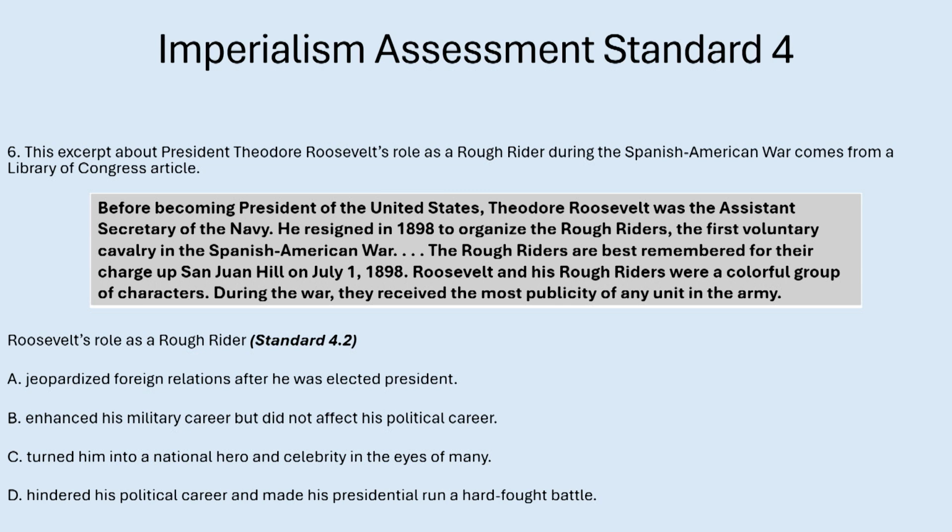Roosevelt's role as a Rough Rider: A, jeopardized foreign relations after he was elected president; enhanced his military career but did not affect his political career; turned him into a national hero and celebrity in the eyes of many; hindered his political career, and made him run a hard-fought battle. Nope, it made him a hero.